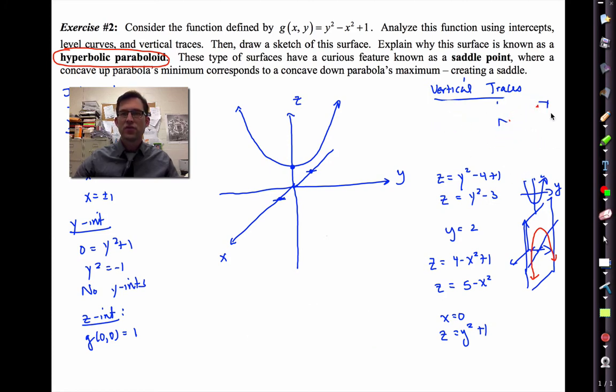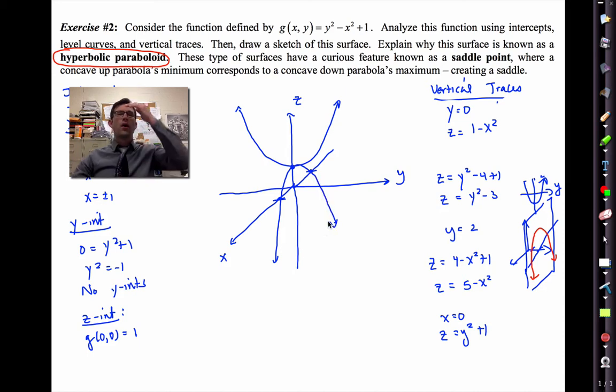Let me go back and look at the trace when y is equal to 0. That's going to be the xz plane. Well, if y is equal to 0, z is equal to 1 minus x squared. That would be a parabola that kind of looks like this. So we're going to always get these sort of concave down parabolas in this direction.